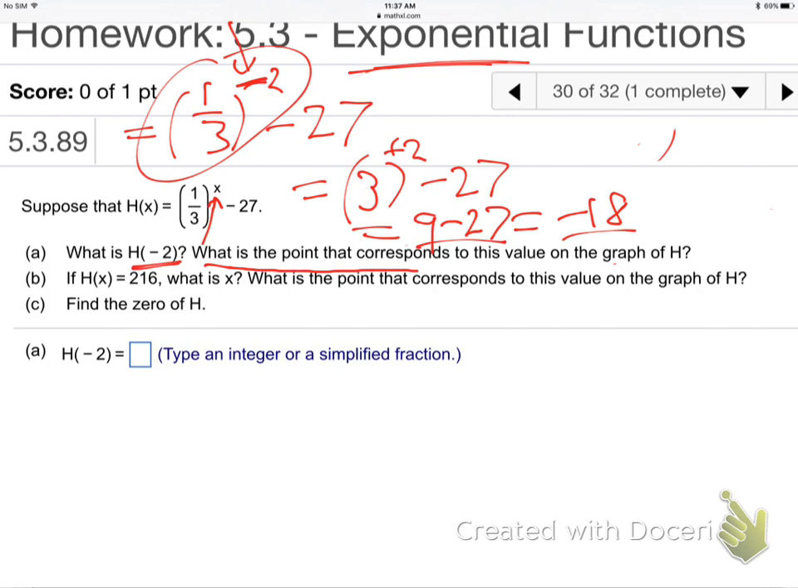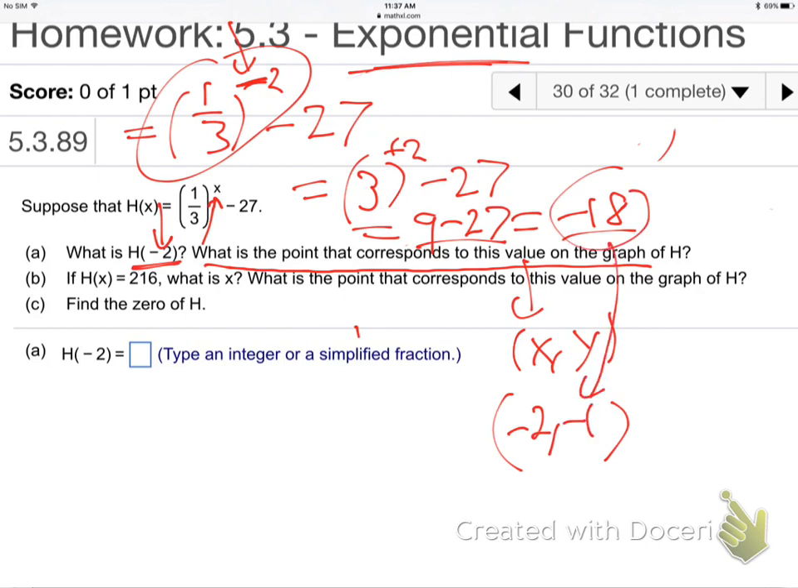Now, look what they say here. What is the point? I don't want you to be confused and waste hours of your life on that, so let me help you. Remember, a point just means x, y, with parentheses and a comma, like a point on a graph. They just mean what x did you plug in, negative 2, and what answer did you get out? Negative 18, that's your y. Remember, with a function, whatever you plug in is your x, and the answer you get out is y. So the answer to the first part is negative 18. Then they say, what point is this? Negative 2, negative 18 is what they want from you.